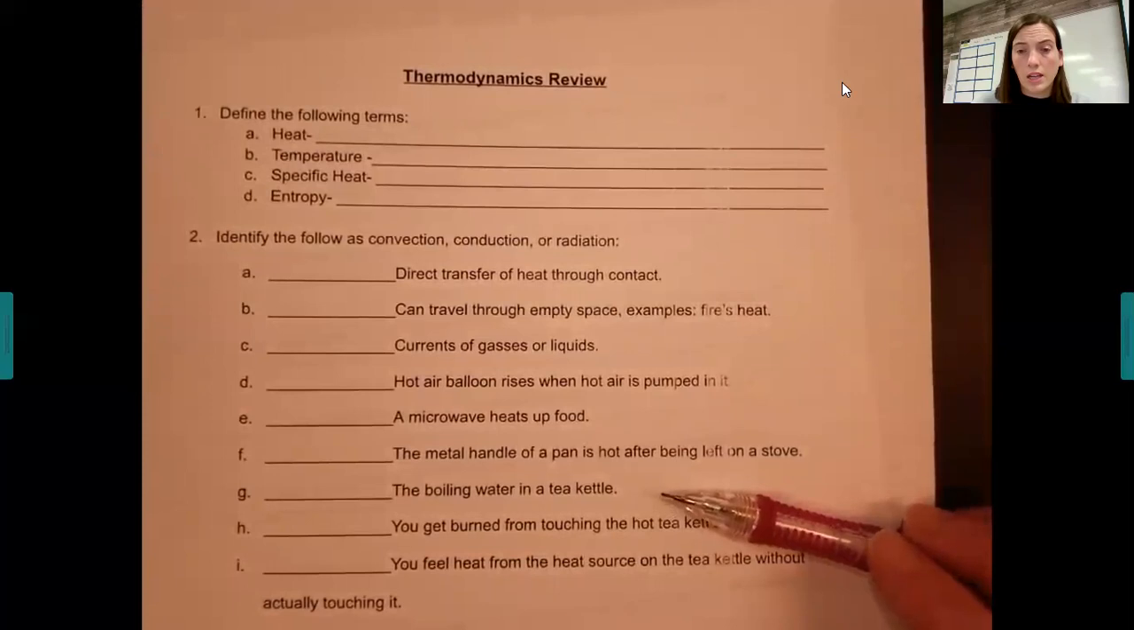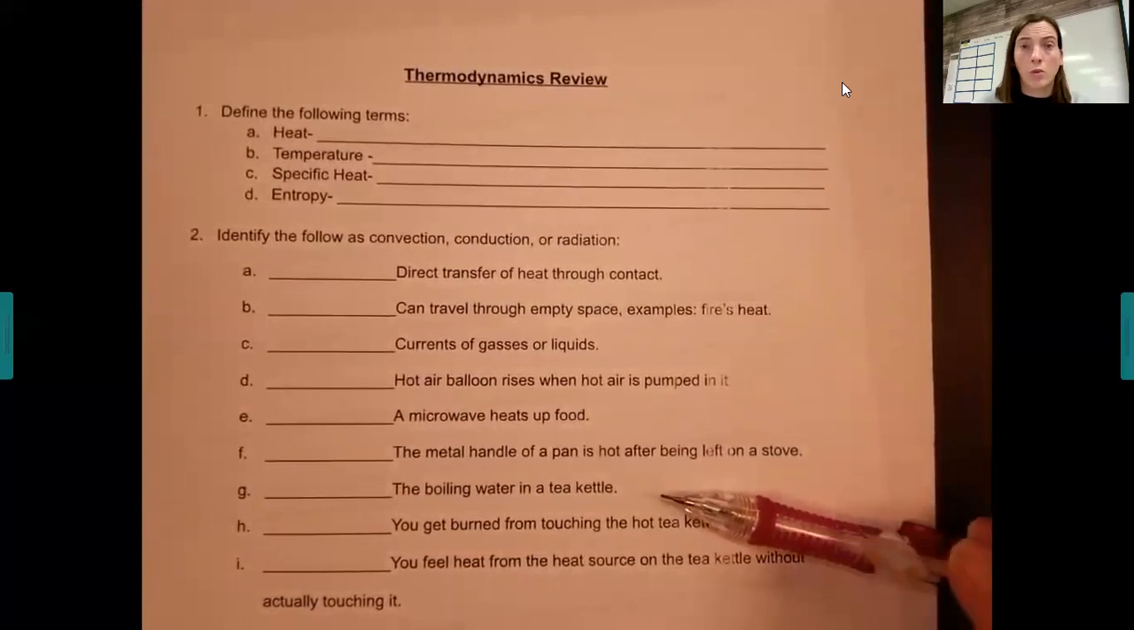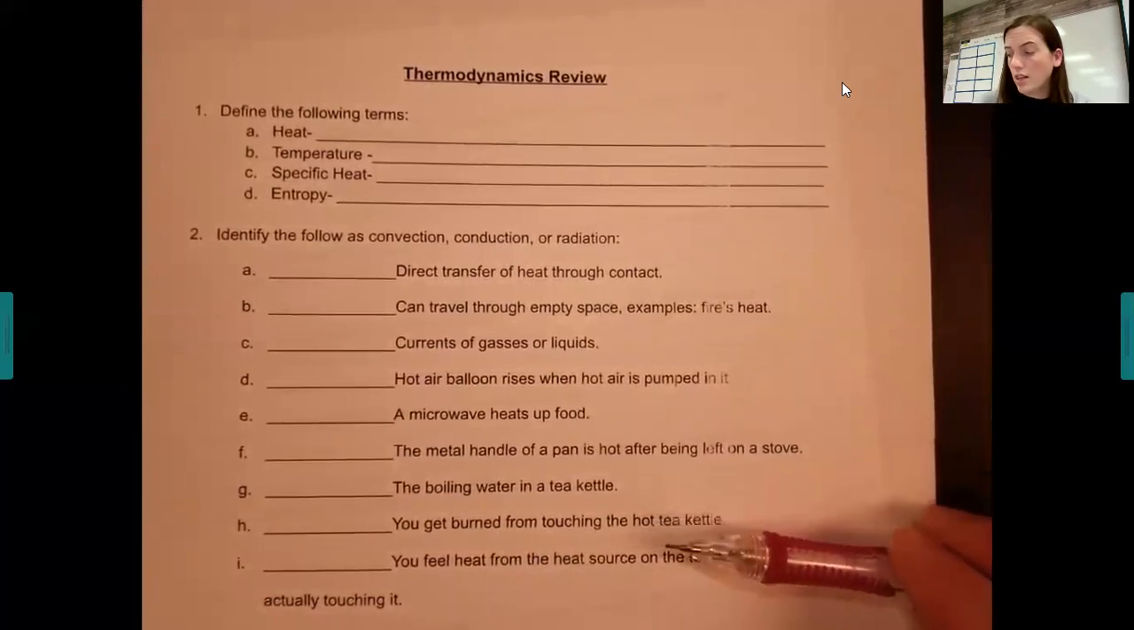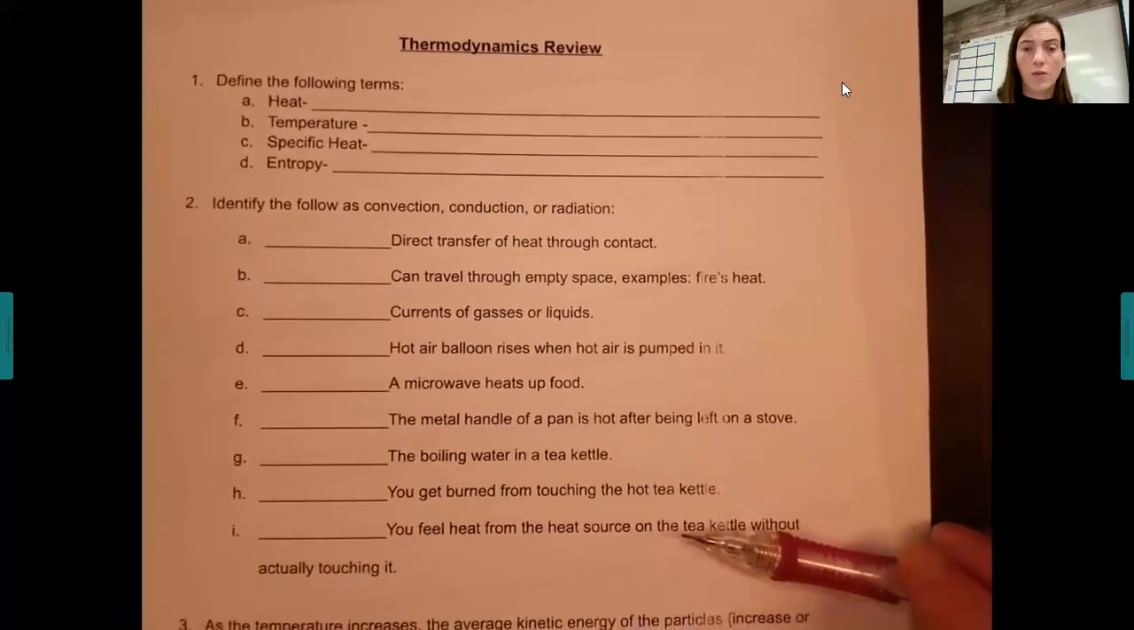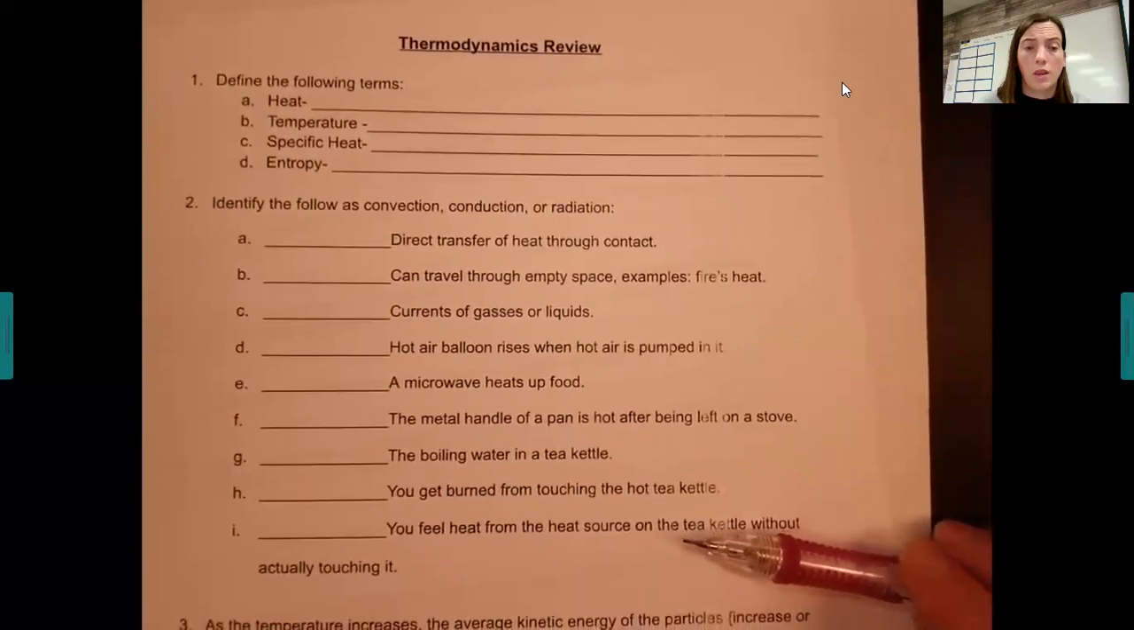Boiling water in the tea kettle. Okay, the hot water is rising to the top and the cool water is sinking to the bottom. That's why if you look inside a pan, it's circulating, which makes it convection. You get burned from touching the hot kettle, conduction, and you feel heat from the heat source in the kettle without actually touching it, okay? That's going to be radiation.